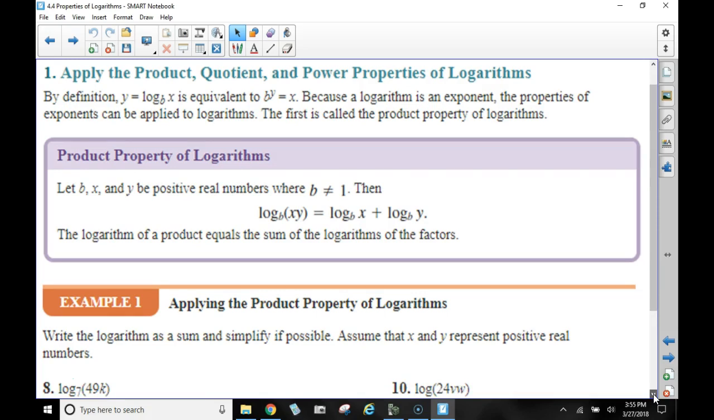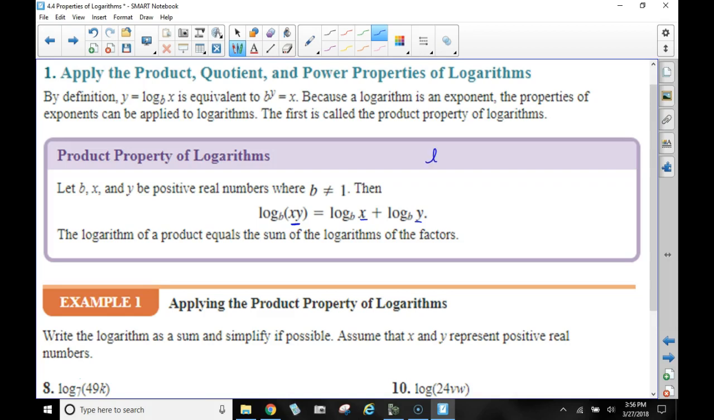This says if you have a product as your argument in a logarithm, okay, you have the log of the product x times y with base b, that can be broken apart into the sum of two logarithms. The log of the first factor x with base b added to the log of the second factor y with base b. Okay?